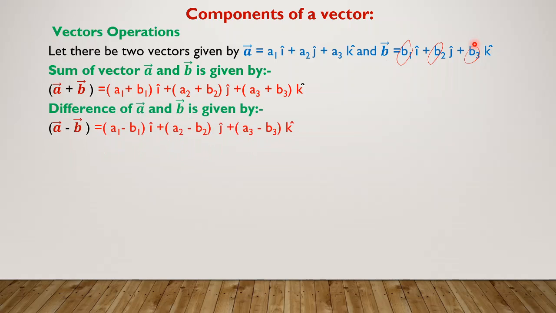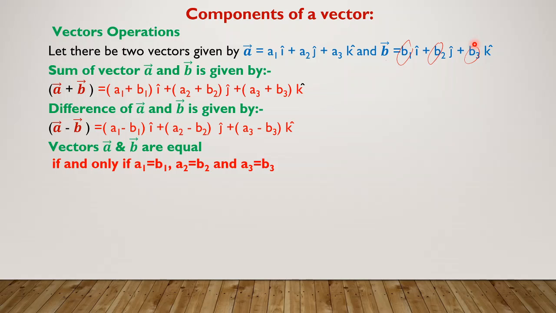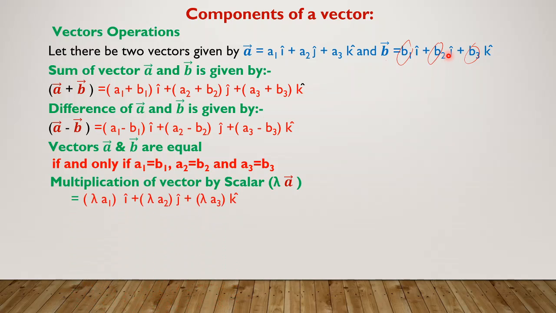Similarly, next is the difference of two vectors. Same thing, you can find the difference by taking the subtraction of corresponding elements of the given two vectors. Similarly, if you want to say that vector A and vector B are equal, there is one condition: the corresponding elements must be equal. A1 should equal B1, A2 should equal B2, A3 should equal B3. This is the condition for any two vectors to be equal to each other.